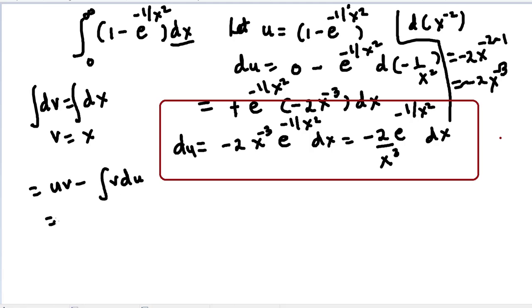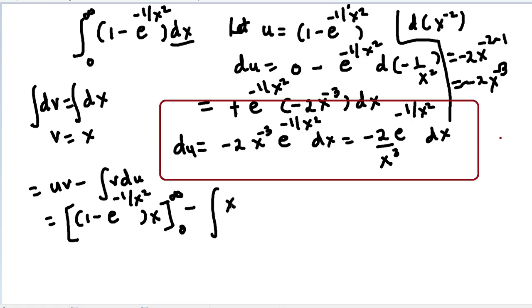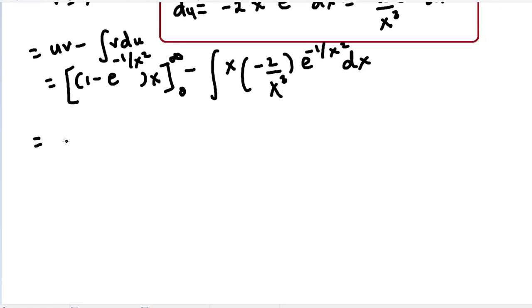This is the formula. Take the value of u, which is 1 - e^(-1/x²), times the value of v, which is x. This has to be within the limits 0 to infinity, followed by minus the integral of v du. My v is x, my du is negative 2 over x³ times e^(-1/x²) dx. I got a negative and a negative, so that's going to be positive. So we got x times (1 - e^(-1/x²)) within the limits 0 to infinity.